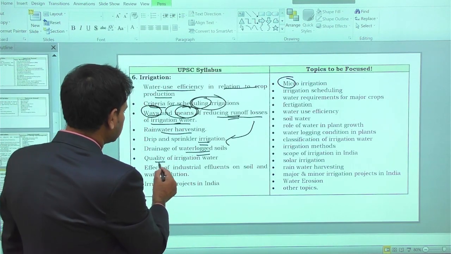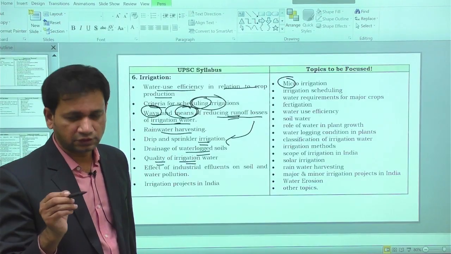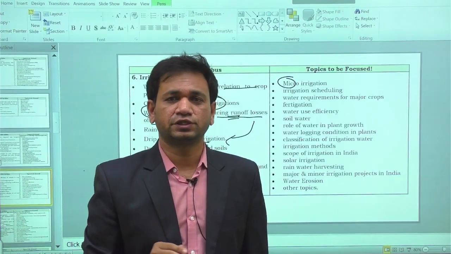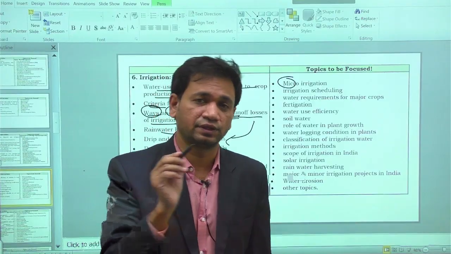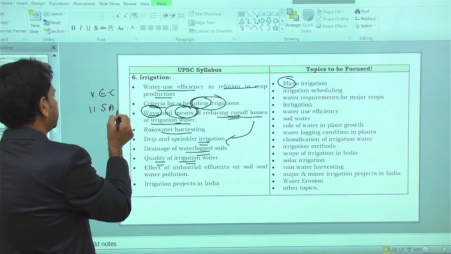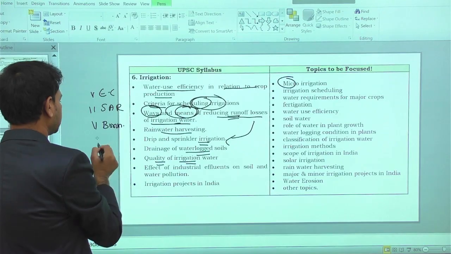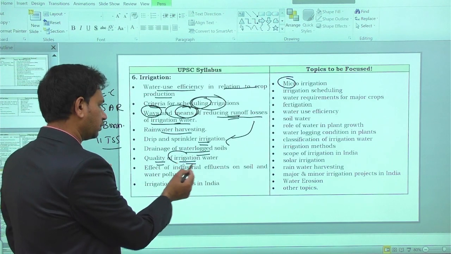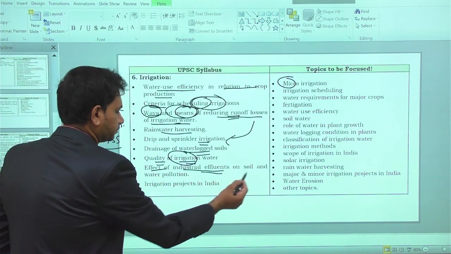Then we are having the syllabus we call quality of the irrigation water. Quality of the irrigation water can be judged based on different criteria. One is the boron content, another is the sodium absorption ratio, another is the TSS value, another is the pH, another is EC. Based on the EC, the sodium absorption ratio, the boron content, and the TSS, judging the irrigation water can be possible.